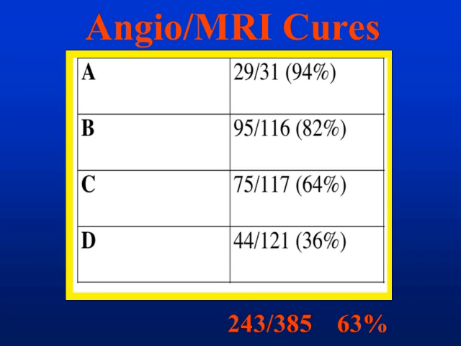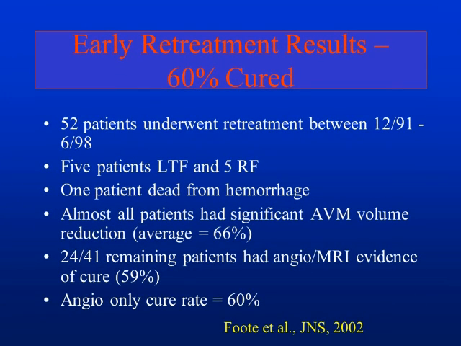So if we use angio and MRI to judge whether the AVM is cured, you can see the number goes up in the denominator, and A is still quite high, B is pretty high, but C now is dropping off and D is down to a third. So what do you do with the ones that aren't cured with the first treatment? Well, you retreat them. You treat them a second time.